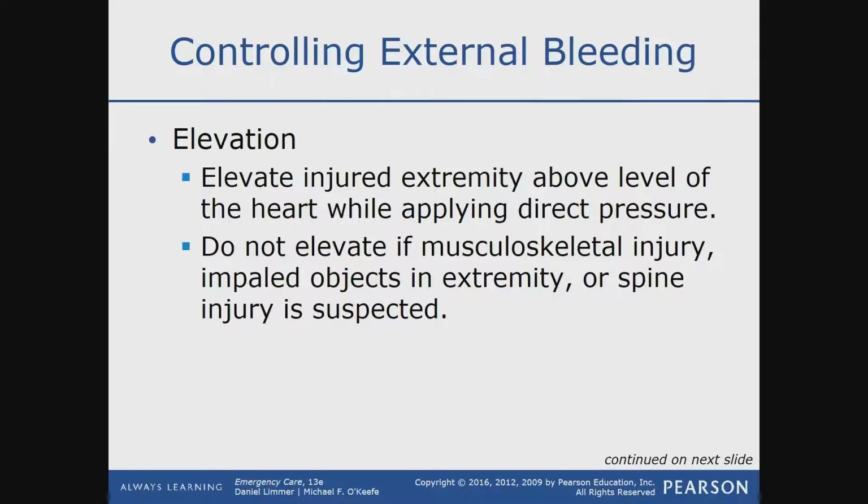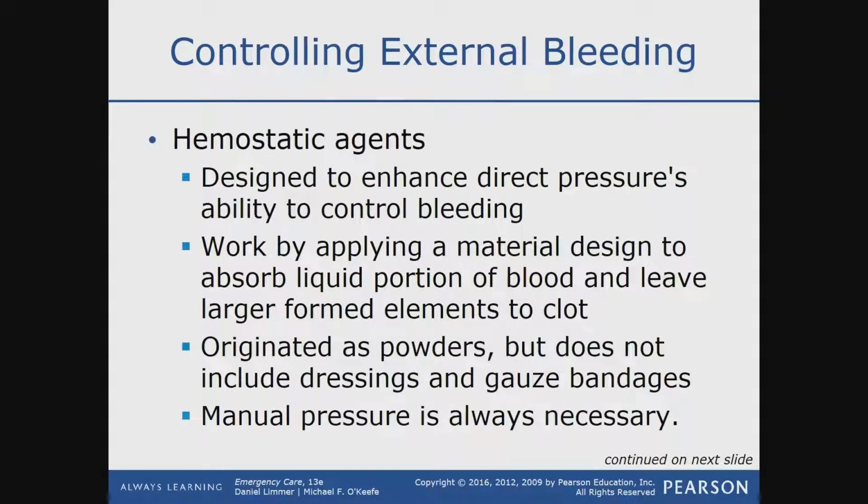Controlling external bleeding, we talked about elevation. A hemostatic agent is designed to enhance direct pressure's ability to control bleeding. Usually for hemostatic dressings, it's about 3 minutes. If you don't know that, write that down. It's about 3 minutes for hemostatic dressings or until bleeding is controlled. As for regular sterile dressings that have nothing embedded in them, it's 10 minutes or until the bleeding stops.